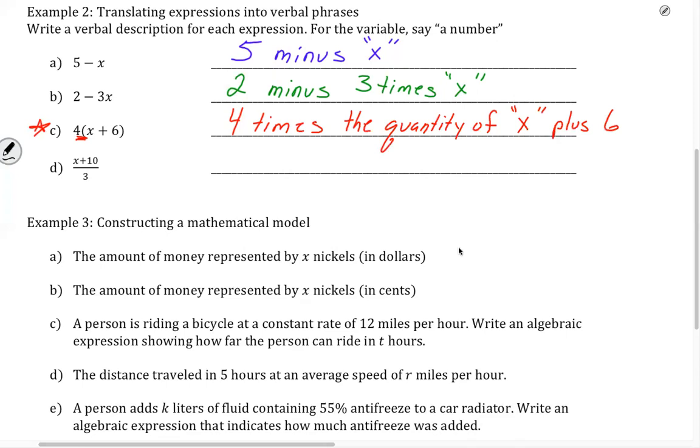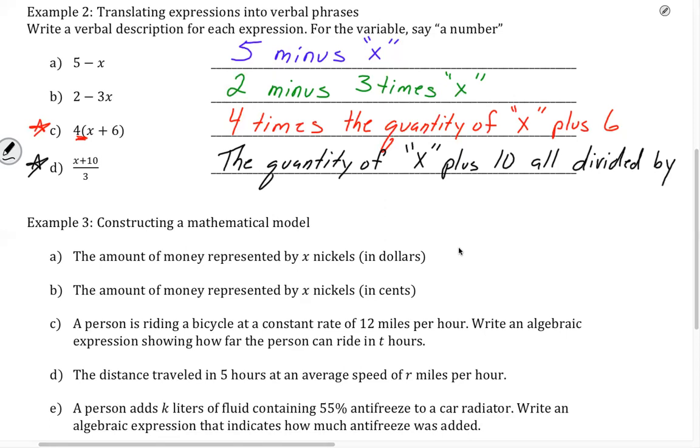D is also special in the fact that it is a fraction. And this is fancy because we're going to be using similar words like that in c, because that fraction bar divides the top and the bottom, much like the parentheses divided c into the left and the right. So I'm going to write the quantity of x plus 10, all divided by 3.